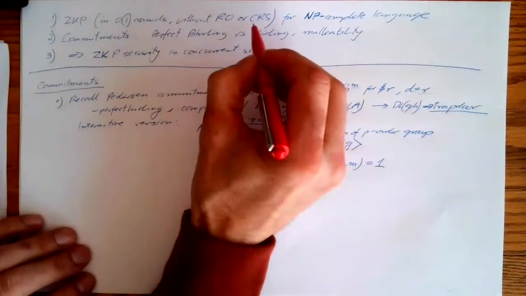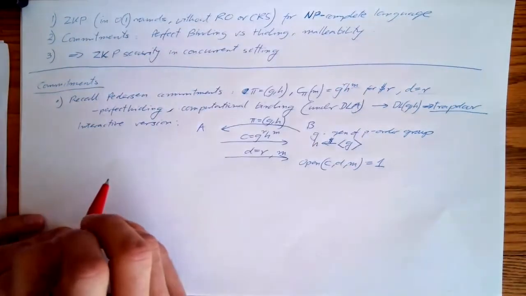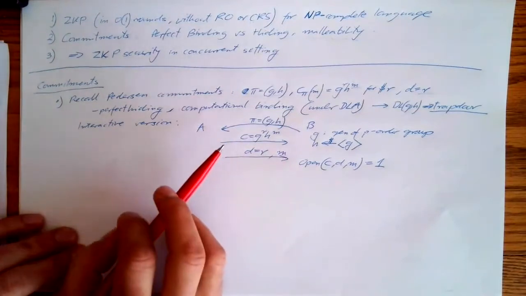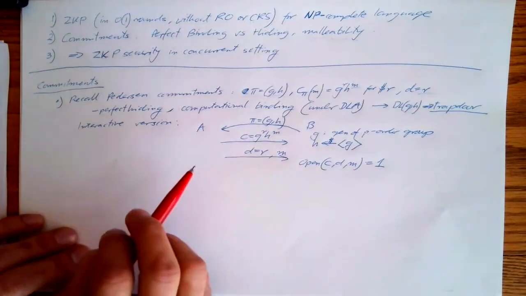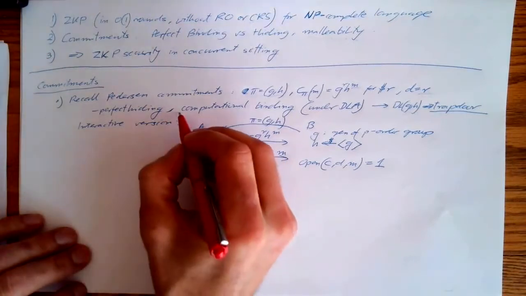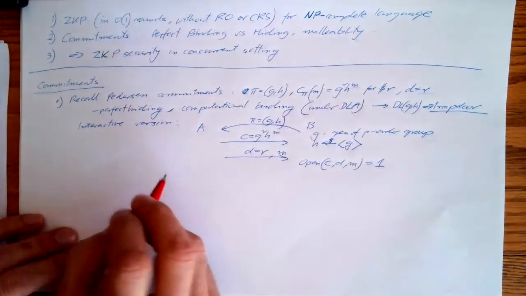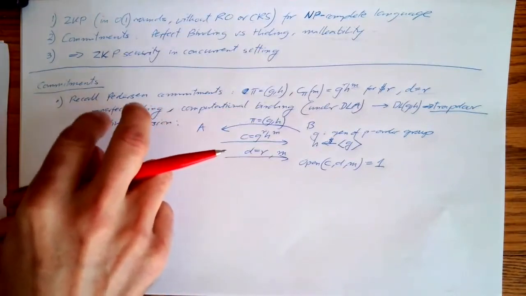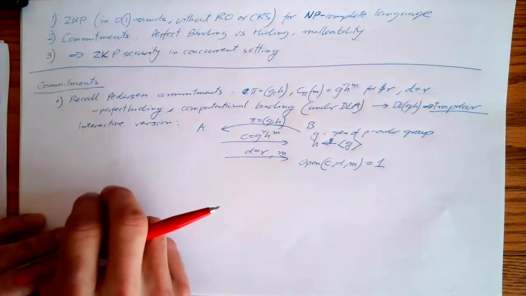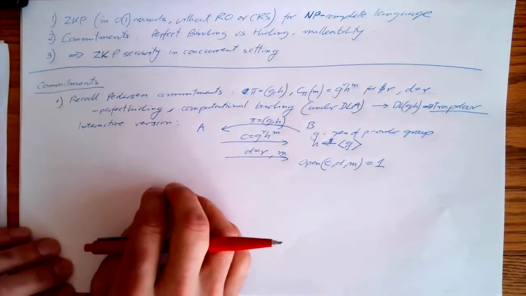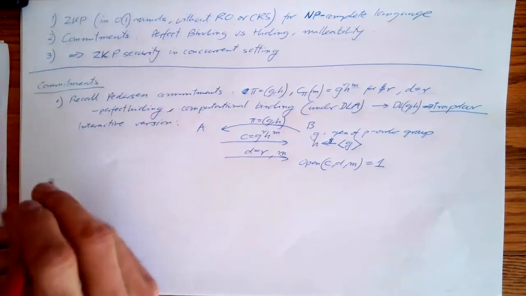So this CRS business that we have seen actually goes away in interactive applications. Okay, but still you have computational binding. But we said before, we cannot achieve perfect hiding and perfect binding at the same time. This goes through for interactive commitments as well.